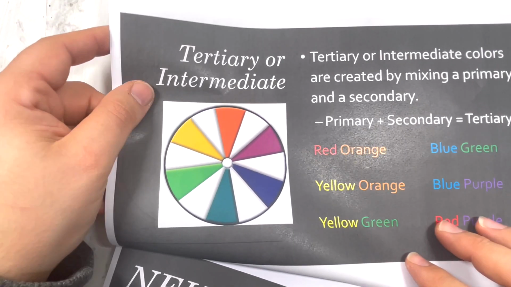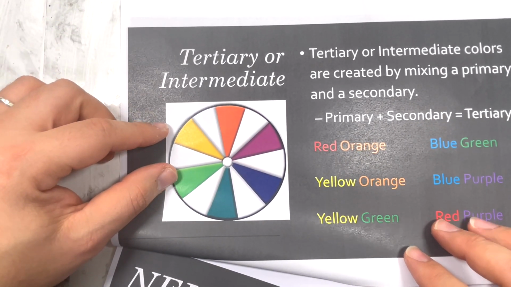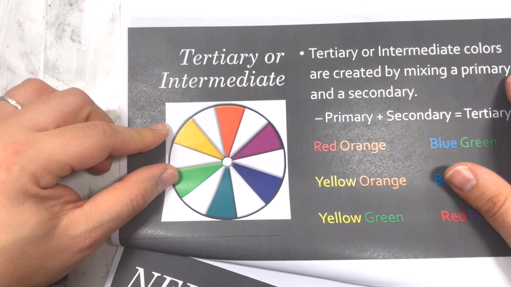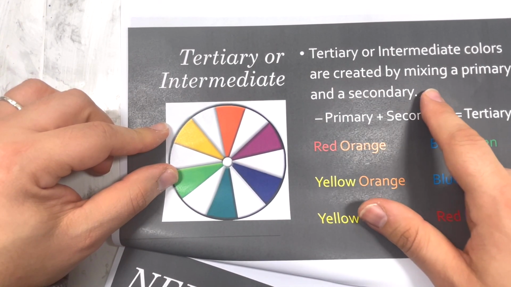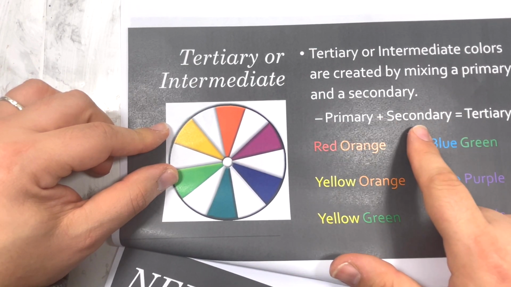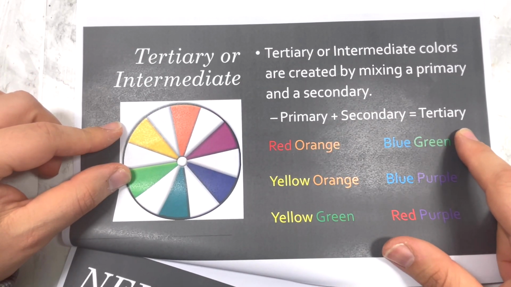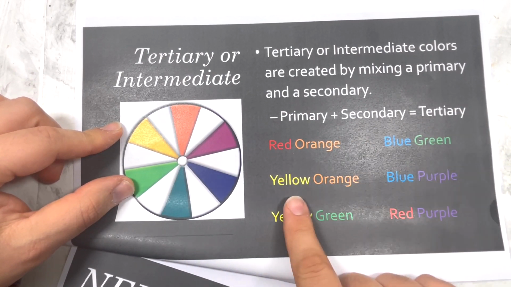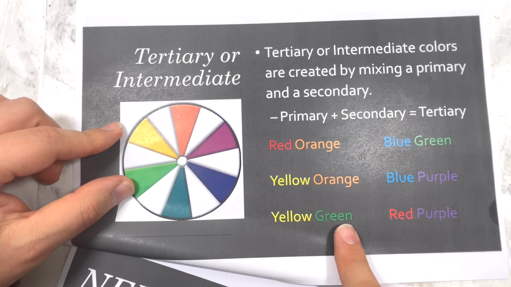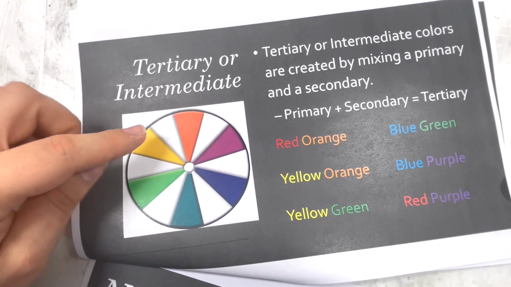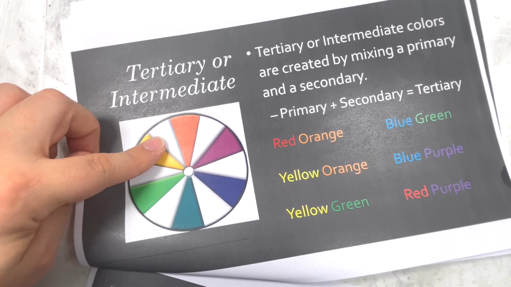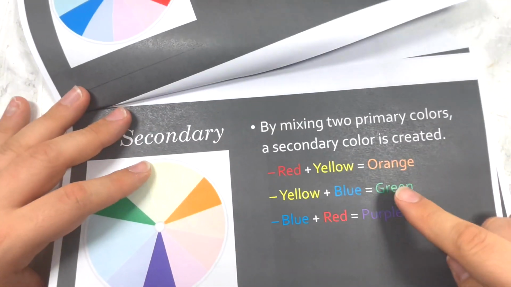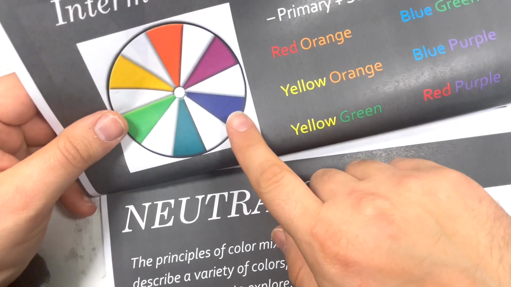Tertiary, I don't know how you pronounce that word, or intermediate colors. Tertiary intermediate colors are created by mixing a primary color with a secondary color. So primary plus secondary equals tertiary, I would like to say. So red and orange, blue and green, yellow and orange, blue and purple, yellow and green, and red and purple. And these are on the wheel. Okay, so this one plus those ones equal those ones.